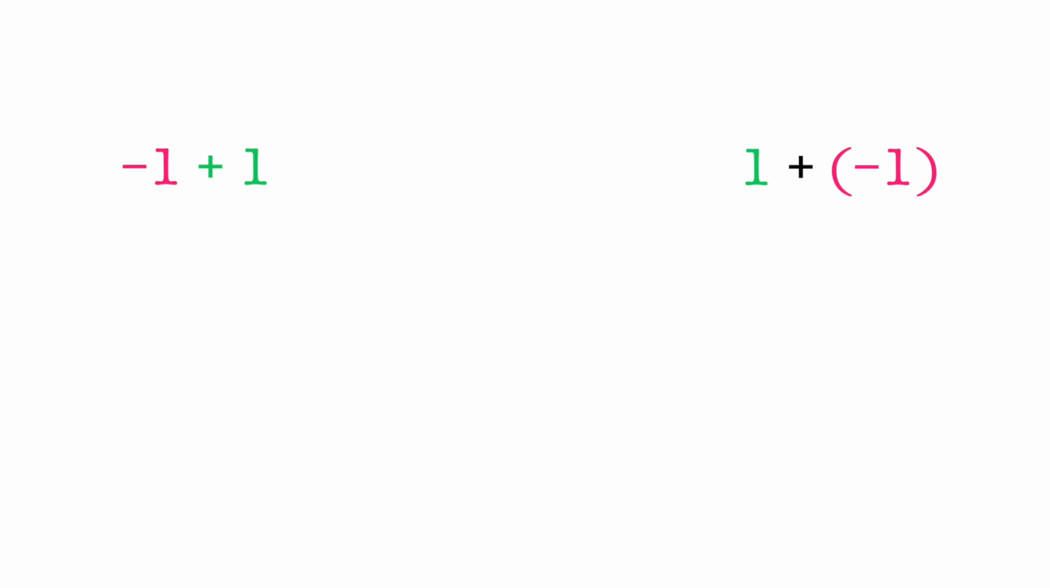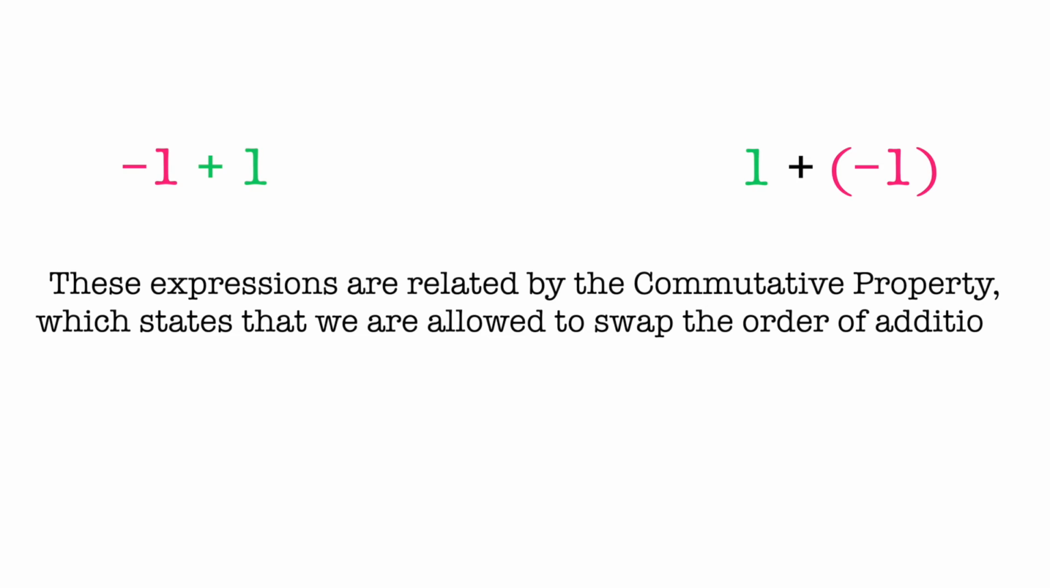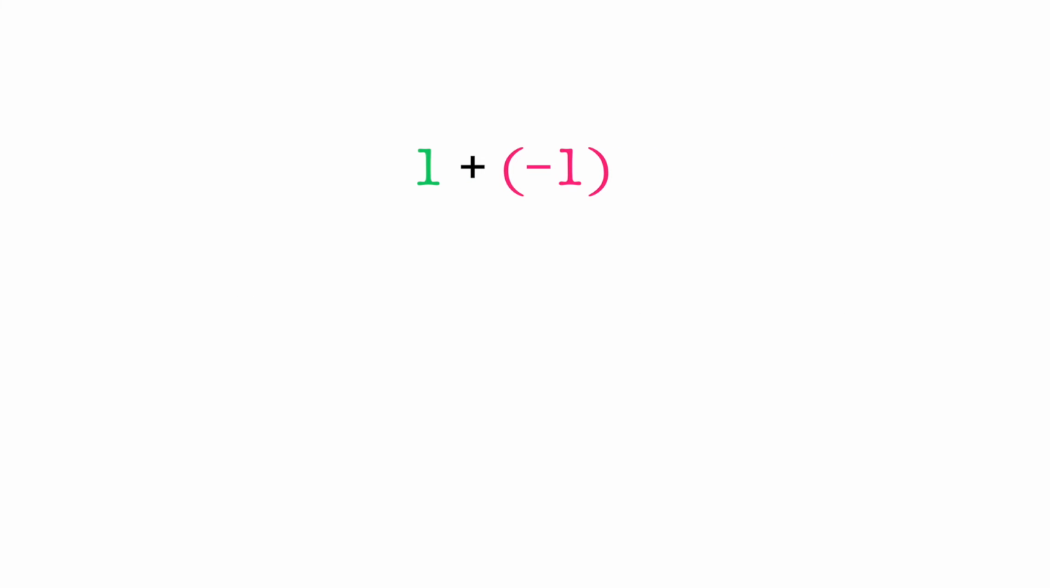Here we have negative 1 plus 1 and 1 plus negative 1. These expressions are related by the commutative property, which states that we are allowed to swap the order of addition. In the expression 1 plus negative 1, we have two signs directly next to each other. When there is a positive and negative sign directly next to each other with no number in between, we want to remove the unnecessary positive sign. So rather than 1 plus negative 1, we just have 1 minus 1.